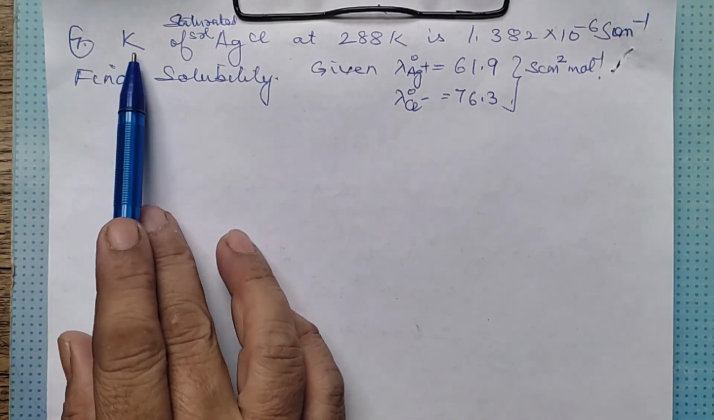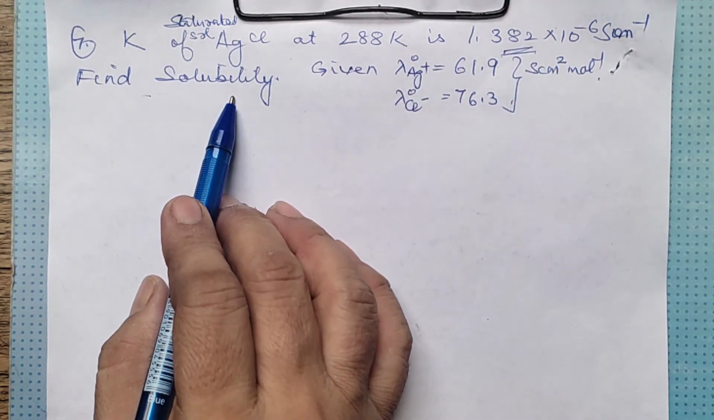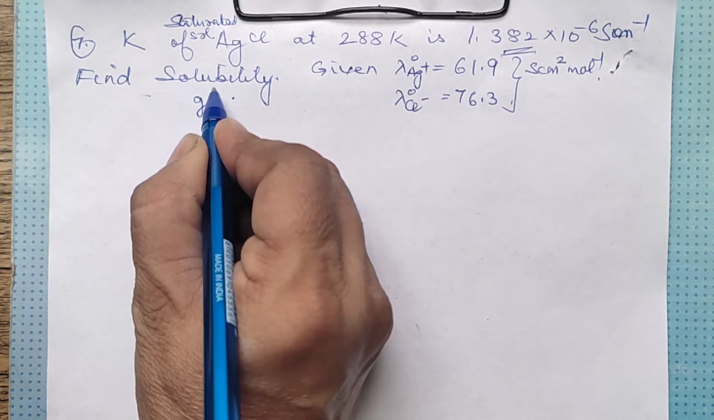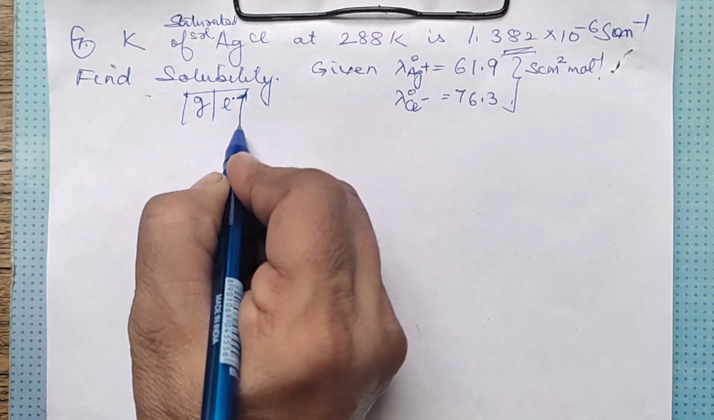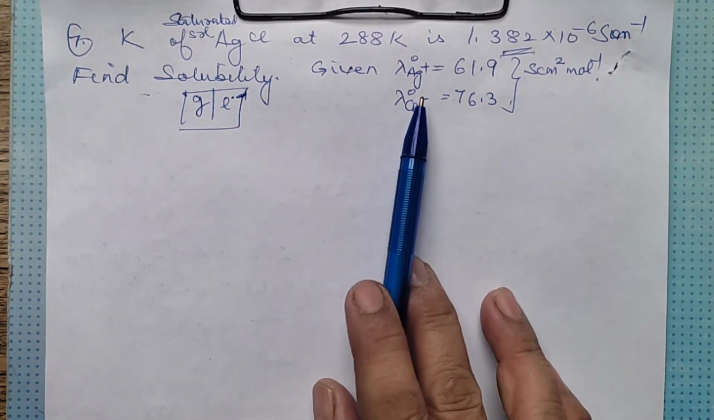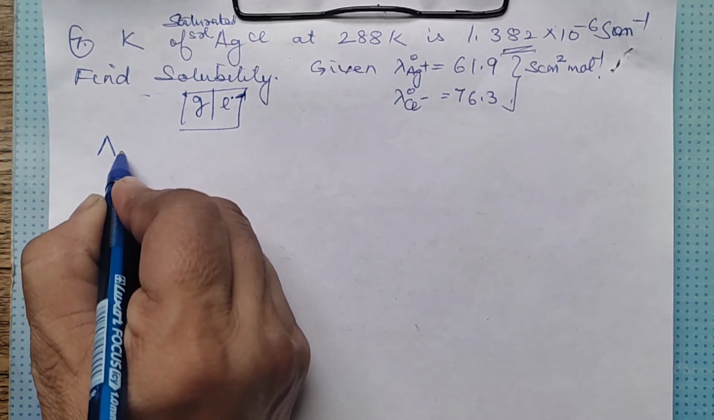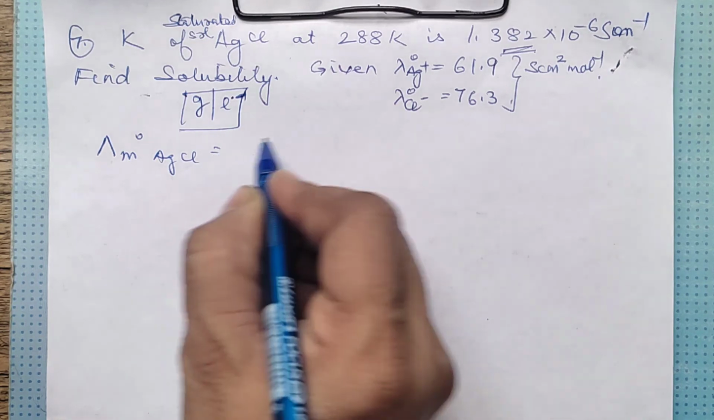It says the kappa value is known. This is the kappa value. Calculate solubility. Solubility is concentration, but it's given in gram per liter, so we are looking for the answer in gram per liter. Lambda m for the ions are given. So first thing is we will calculate lambda m naught for AgCl. That is the sum of these two.